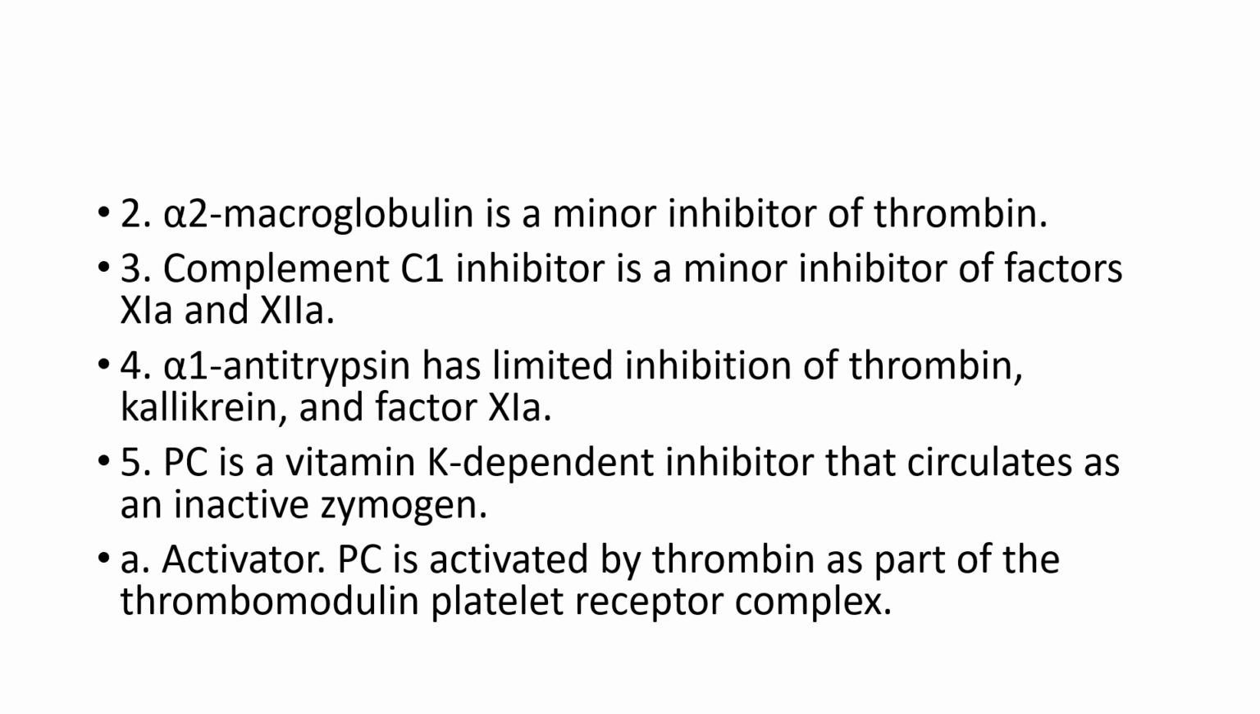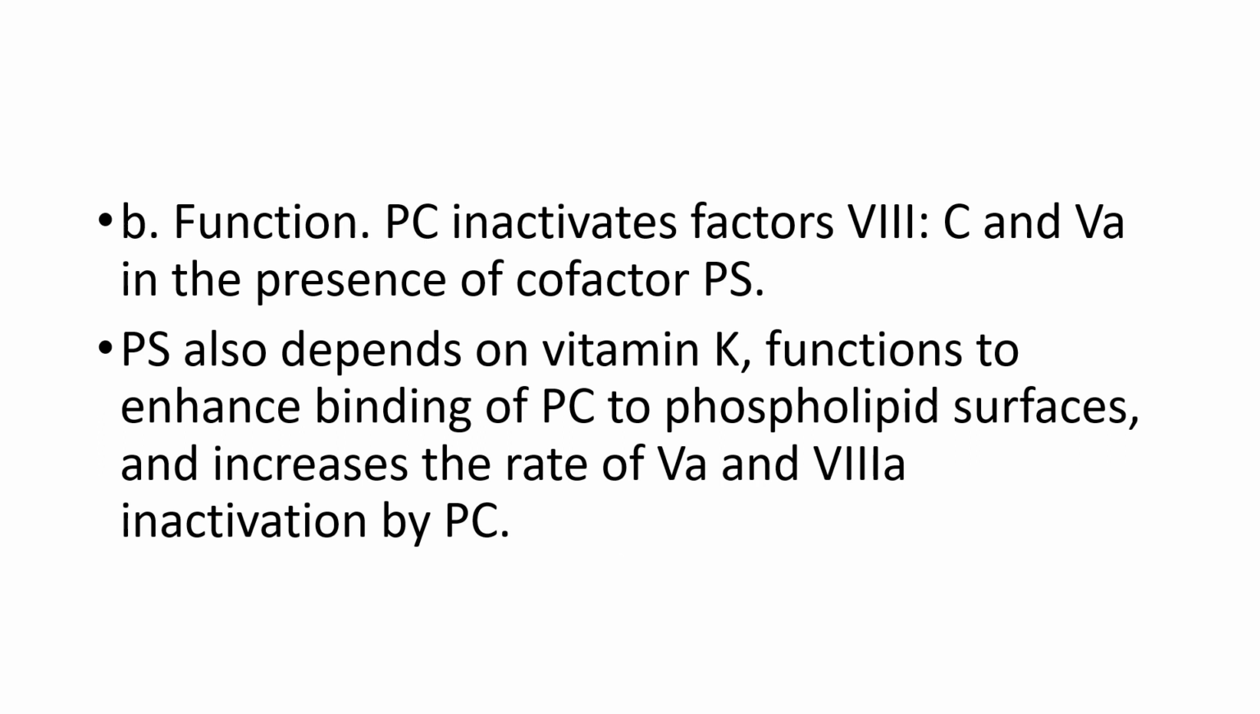Protein C is a vitamin K-dependent inhibitor that circulates as an inactive zymogen, and it's activated by thrombin. It's part of the thrombomodulin platelet complex. Protein C inactivates factors 8C and 5A in the presence of cofactor protein S. Protein S depends on vitamin K, as we mentioned, and it functions to enhance the binding of protein C to the phospholipids. It increases the rate of 5A and 8A inactivation by protein C.